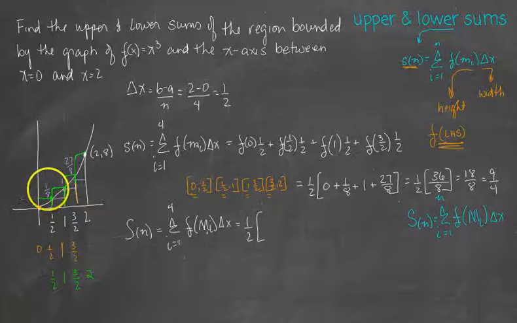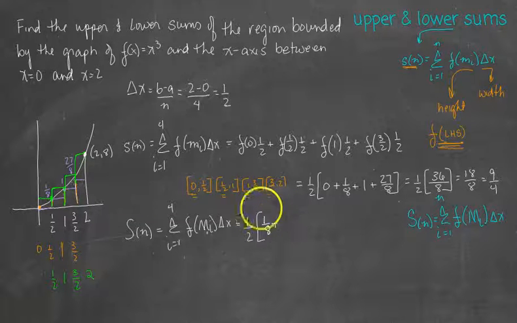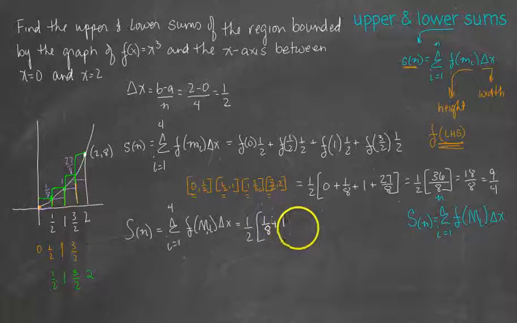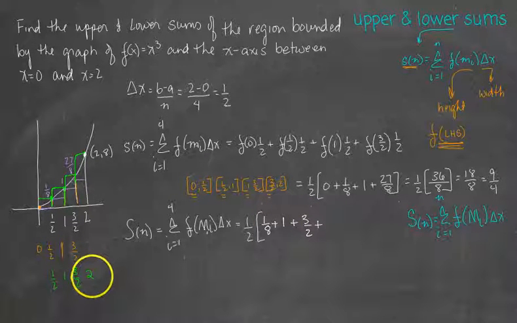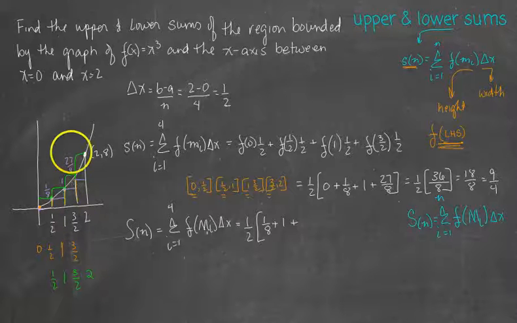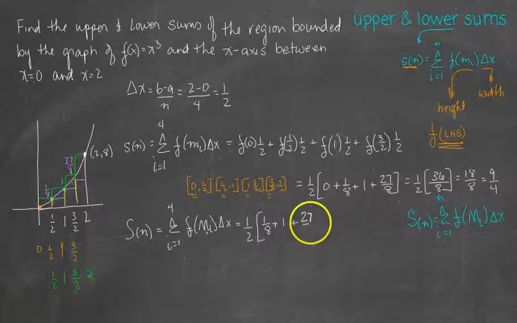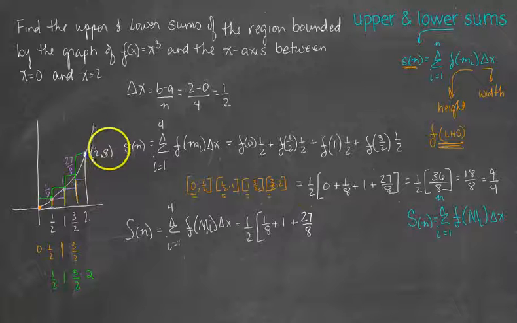They're already calculated. The right-hand side for the first partition is 1/8. The right-hand side for the second partition is 1. The right-hand side for the third partition is 3/2. And the right-hand side for the third partition, oh, it's not 3/2. I'm sorry, I just copied it down. The right-hand side for the third partition is 27/8. And the right-hand side for the fourth partition we already know is 8.